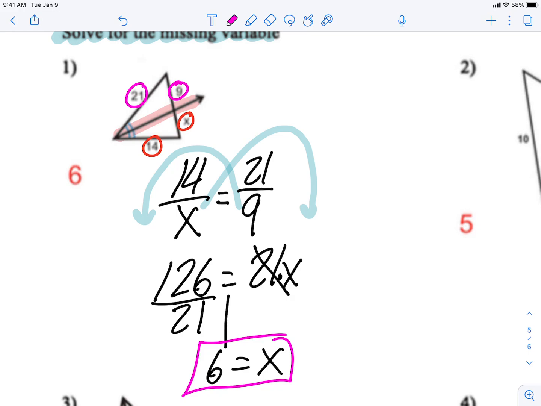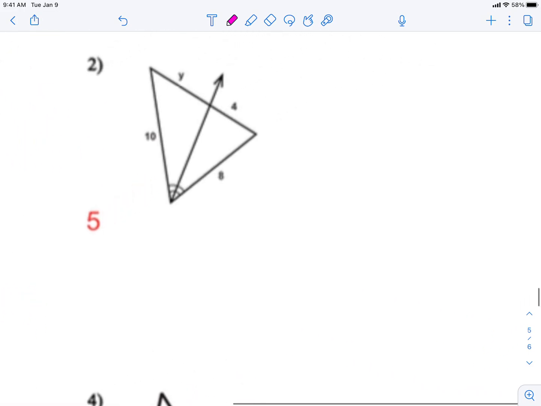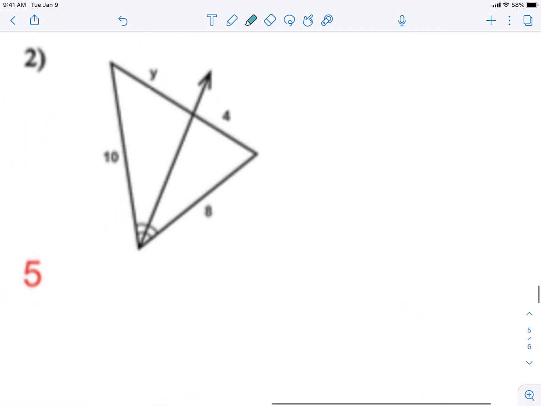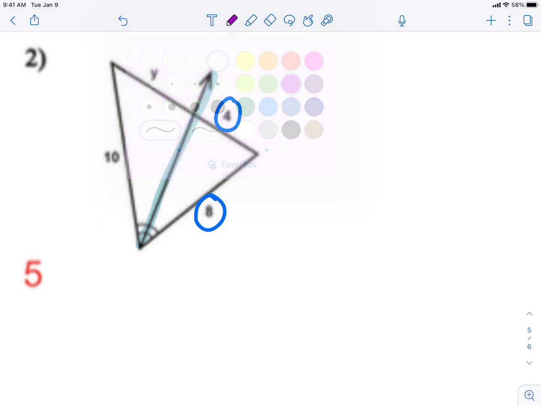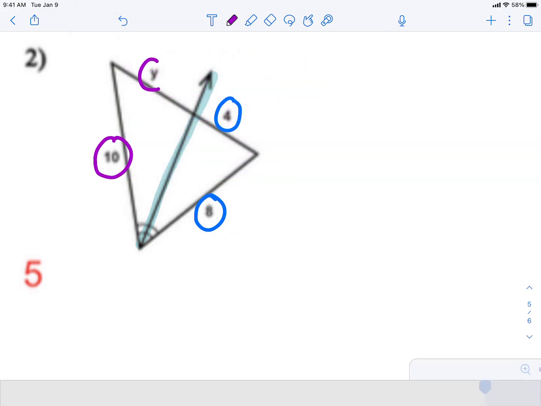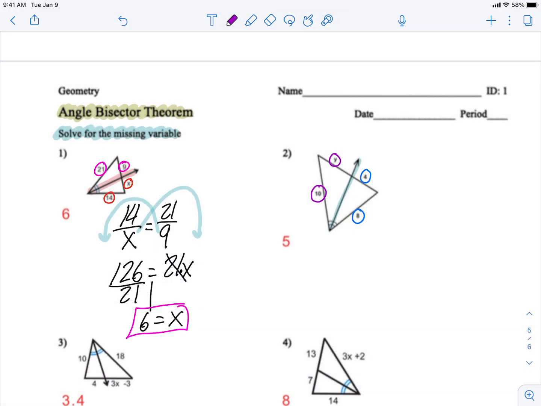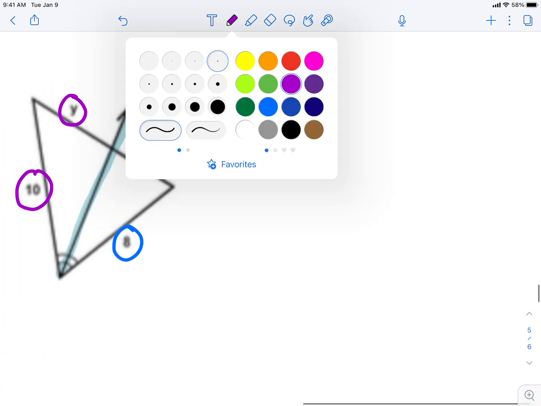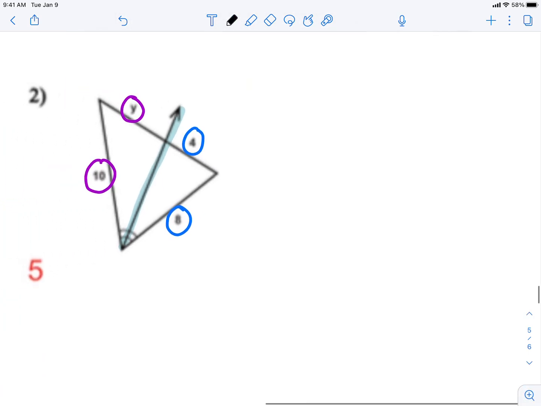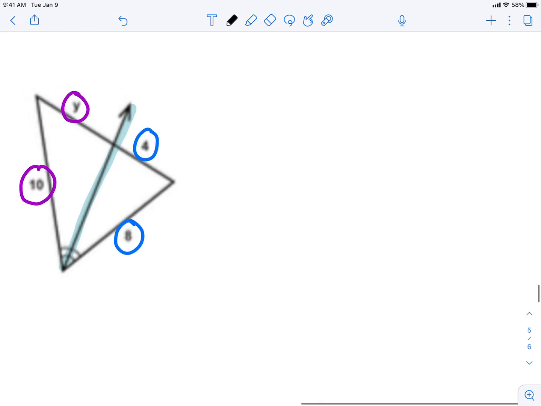Okay? So it's the number 2. The same thing, right? So the angle bisector here is right down the middle there. So that means that the special relationship goes between 8 and 4, and the other special relationship is between 10 and y. And I didn't mean to do that, my bad. So let us set up our proportion, right? So let's go backwards this time. Y goes with 10, and 4 goes with 8.